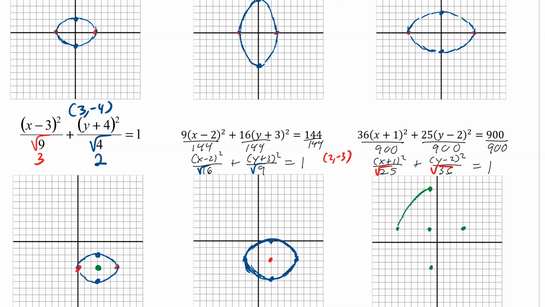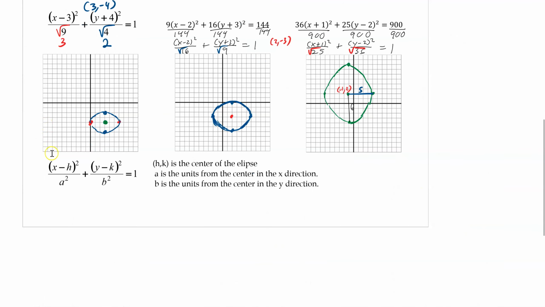So our major axis would be the y-axis here. And so that's it. We have a center of -1, 2. And we are going 5 this way and 6 this way. So our major axis would be along the y-axis, and it'd have a major axis length of 12. All right, so this is the equation of an ellipse. Thank you.